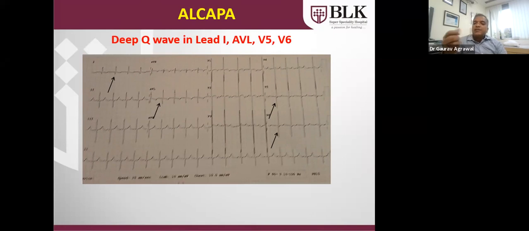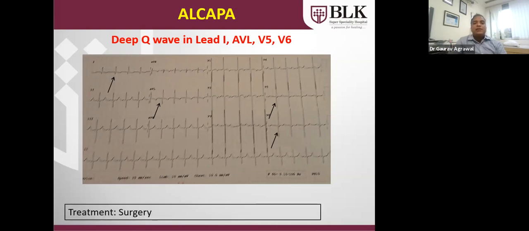the age of presentation is generally around 1 to 2 months of age in the form of heart failure, inconsolable crying. So we have to see the ECG. If the characteristic pattern is there, then we will be able to find out such type of ECG. The treatment is, as soon as diagnosis is made, the treatment is surgery.